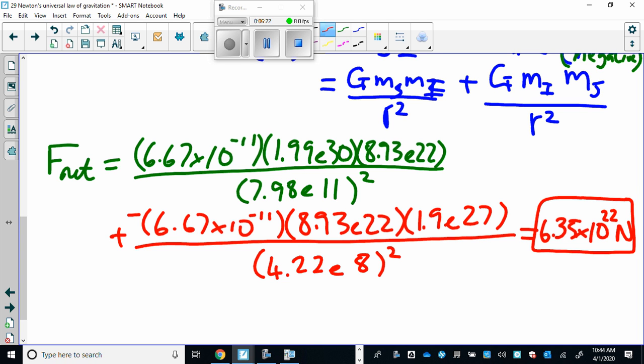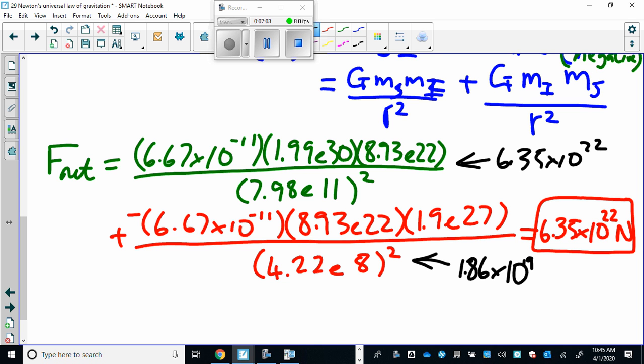Okay. Interestingly, just as an interesting fact, if you're just calculating this top one here, you end up with an answer of 6.35 times 10 to the 22. And then when you calculate this bottom one, you end up with an answer of 1.86 times 10 to the 19. But your final answer is this. Your final answer is the same as that.